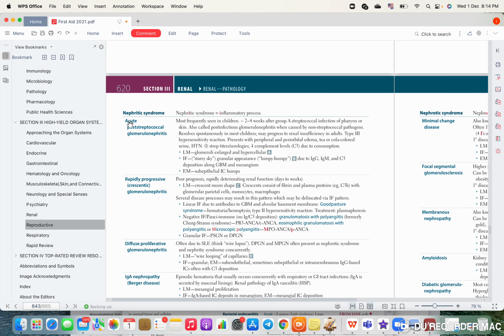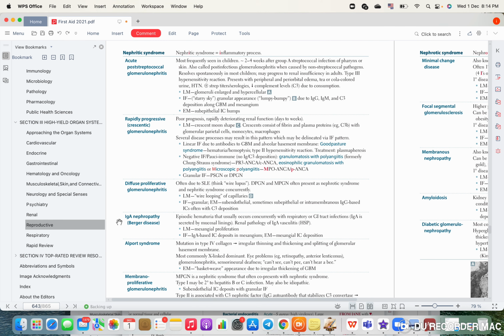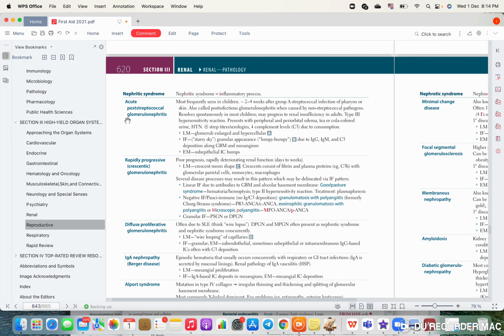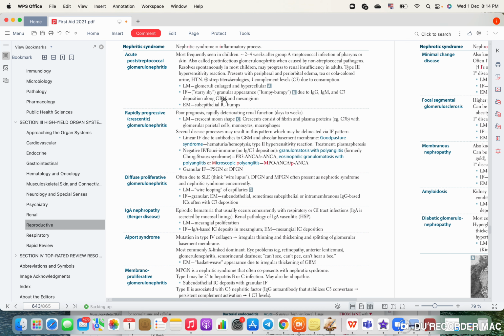Okay, so if we speak about acute post-streptococcal glomerulonephritis versus IgA nephropathy, the main difference is the time. Which one occurs sooner after a respiratory infection? IgA nephropathy, it takes 1 to 5 days to occur, while acute post-streptococcal glomerulonephritis takes 2 to 4 weeks. Okay? So it takes much more time.